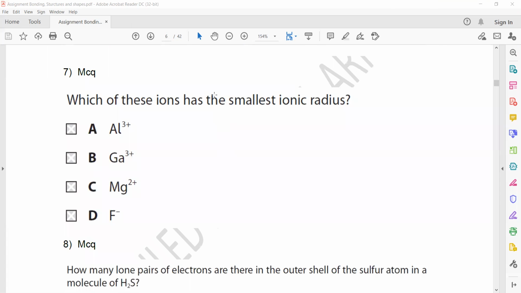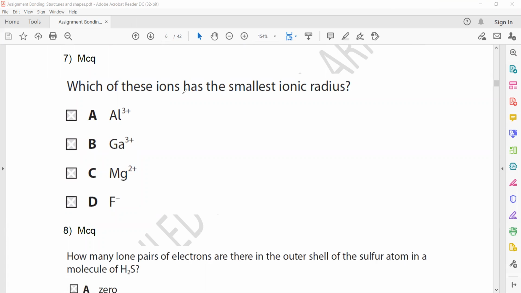In question 7, which of these ions has the smallest ionic radii? Again, to check the smallest ionic radii, we check the number of electrons. We have aluminium. Aluminium belongs to group 3 and has 13 electrons and 13 protons, but it lost 3. So it will be 13 protons attracting 10 electrons.